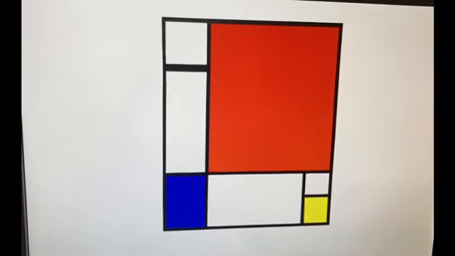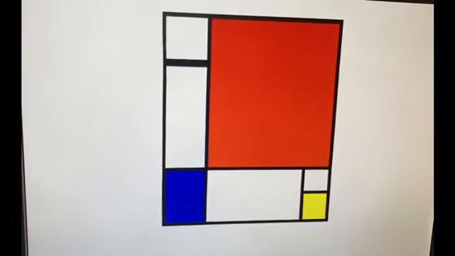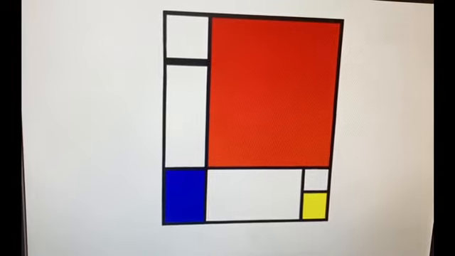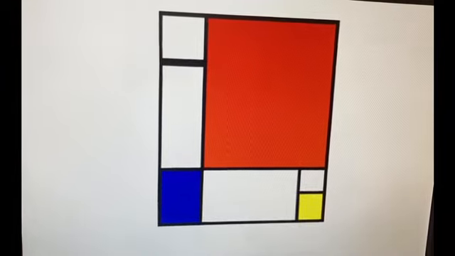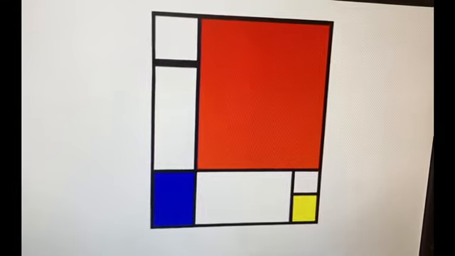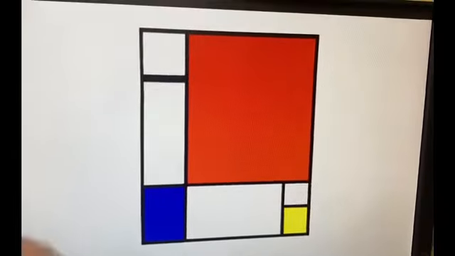He also used 3 colors. The 3 colors are called primary colors. And primary colors are the colors that just naturally exist in nature. They are blue, red, and yellow. And notice the shapes that he used. He used 2 kinds of shapes. He used squares and rectangles, okay?